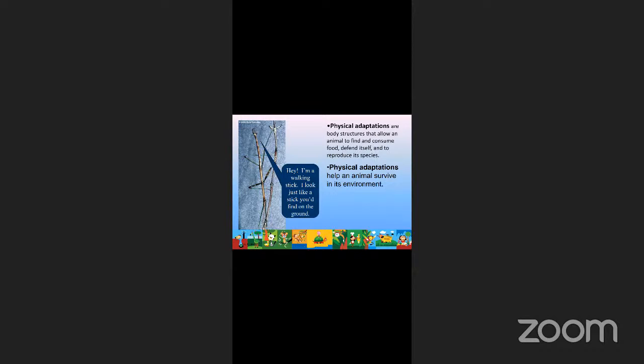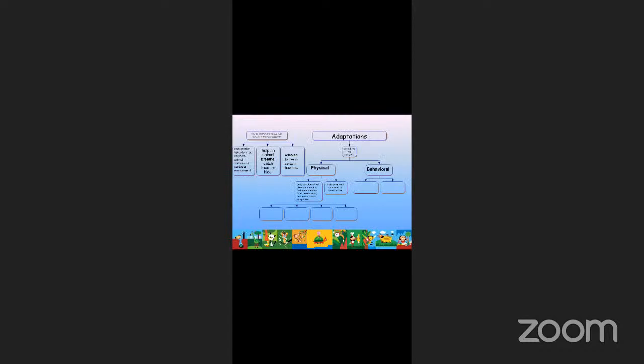Here, if you see a plant, it is just like a stick. It does not have leaves. So it is modified or adapted according to the environment. We will look into some examples.